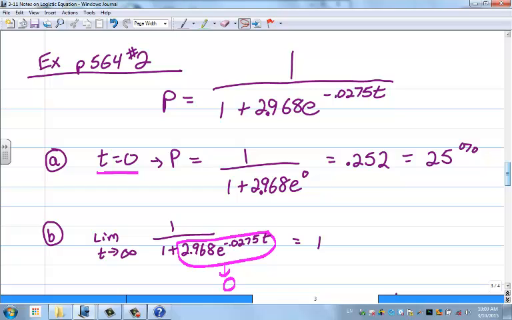So you have a word problem on page 564 of your packet that you were given, the differential equations packet. We're going to look at number 2. I'm only going to assume that you are given that some population, and I'm not sure what this is a population of, perhaps it's like land, is equal to 1 over 1 plus 29.68 e to the negative 0.0275 t.